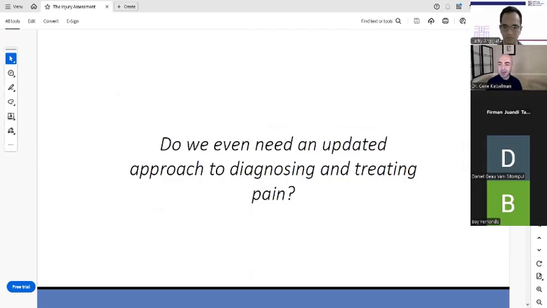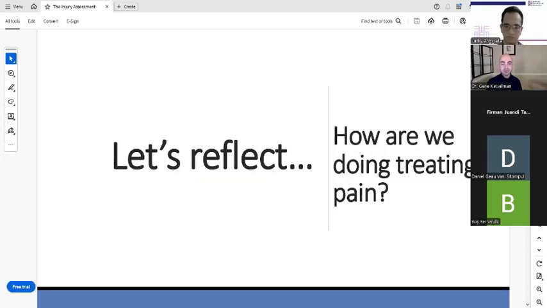So we'll start out by asking the big question: do we even need an updated approach to diagnosing and treating pain? Is this even necessary, or are we fine with the way that things are right now? To answer that, let's take a few moments just to reflect. How are we doing treating pain?